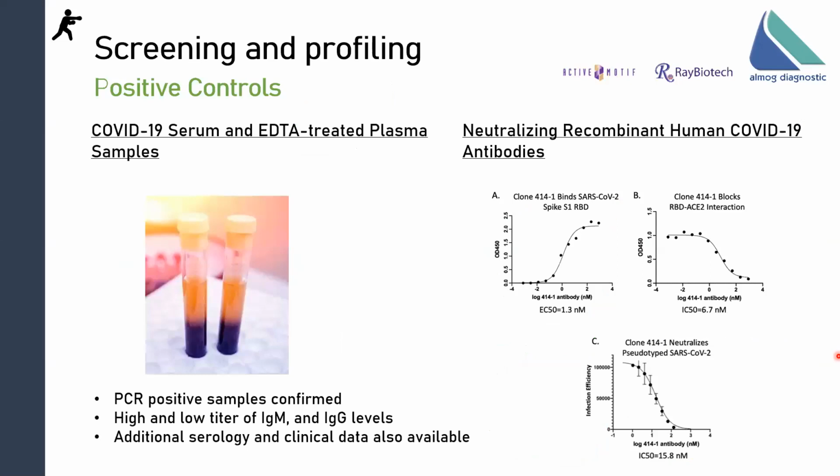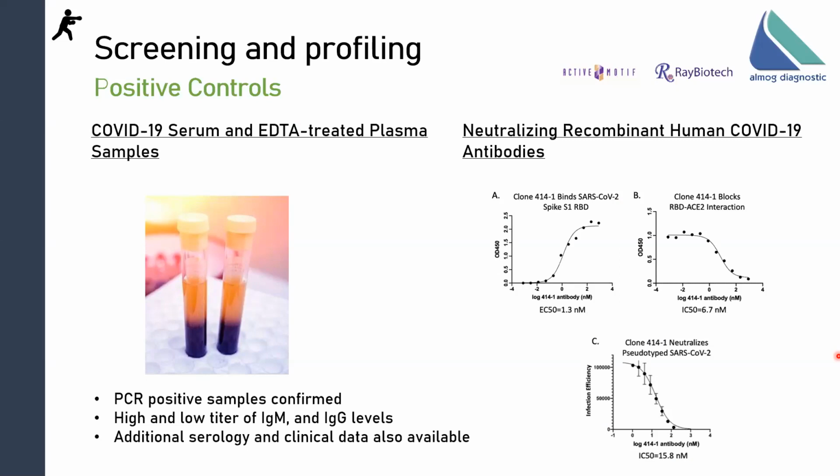Now, as you all know, in every assay that we perform on the bench, we need controls. So we recommend two positive controls. One can be serum or plasma from a patient who has recovered from COVID-19. They are all PCR positive confirmed samples. They have high and low titers for IgM or IgG levels. And each sample comes with full serological and clinical data on the patient itself.